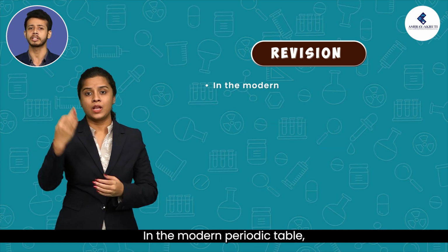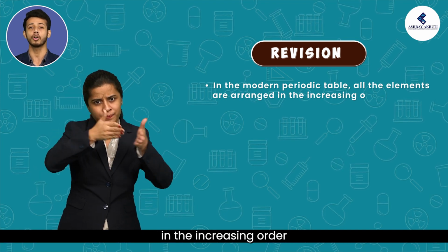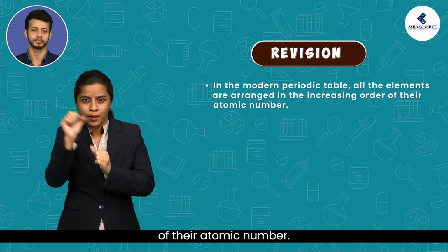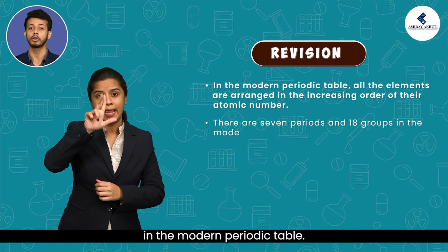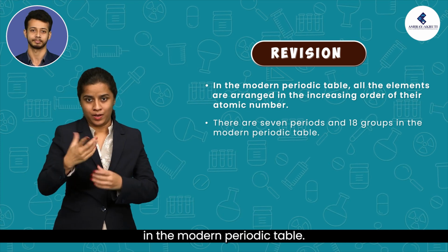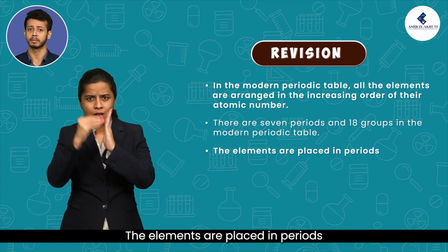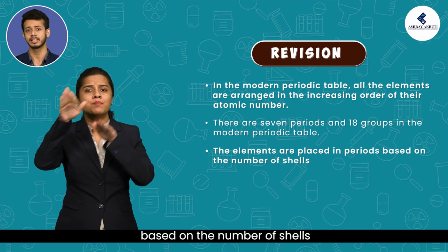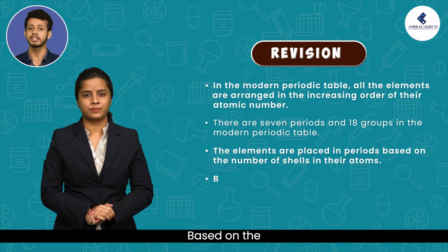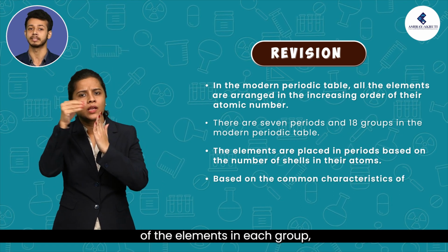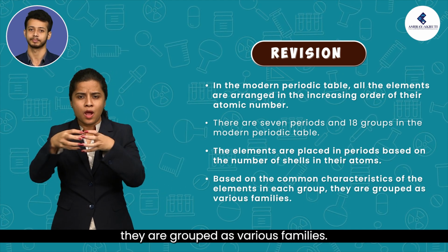In the modern periodic table, all the elements are arranged in the increasing order of their atomic number. There are 7 periods and 18 groups in the modern periodic table. The elements are placed in periods based on the number of shells in their atoms. Based on the common characteristics of elements in each group, they are grouped as various families.